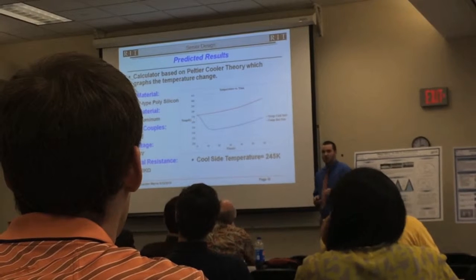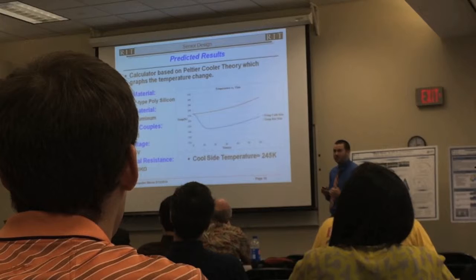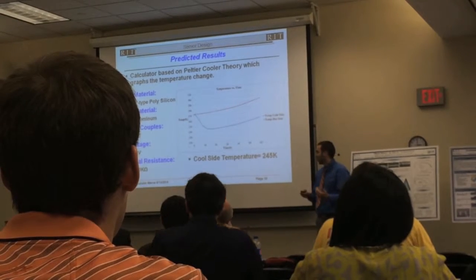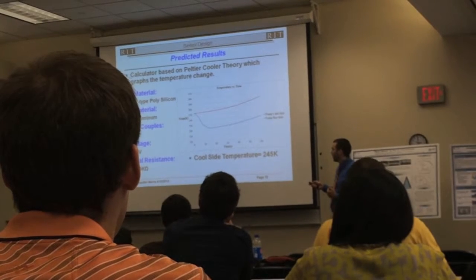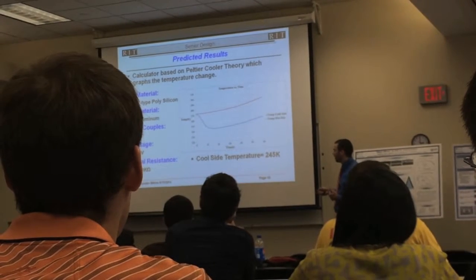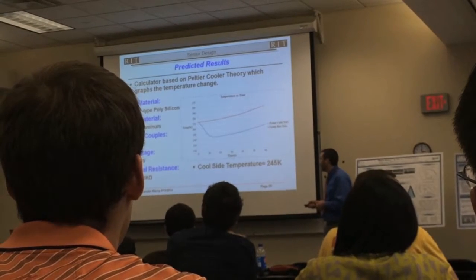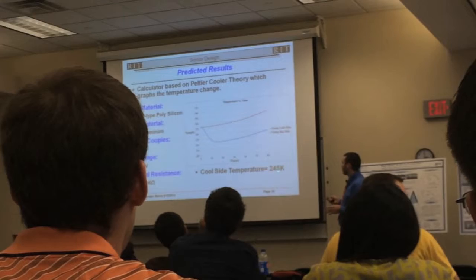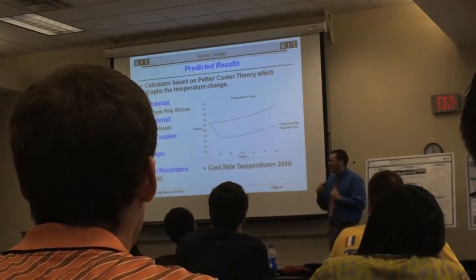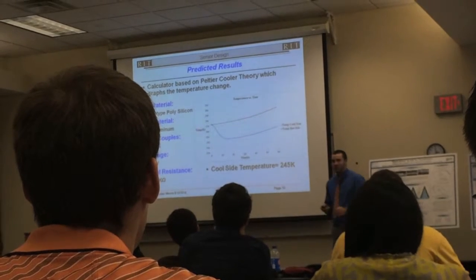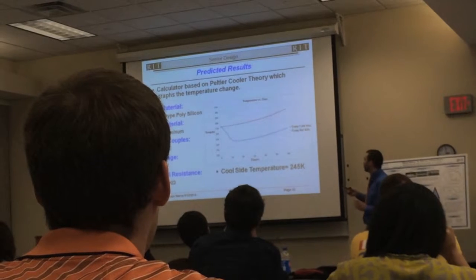So I took the mathematical theory and I developed a calculator to hopefully get what results I might get. So I was able to put in my material, P-type and aluminum, 25 couples at 5 volts, with the total resistance of the cooler hopefully around 30 kilo ohms. And I got a cold side temperature of about 245 Kelvin, which is about 30 Kelvin max temperature difference. And that's definitely an ideal case. I was expecting some change, but probably not this much.